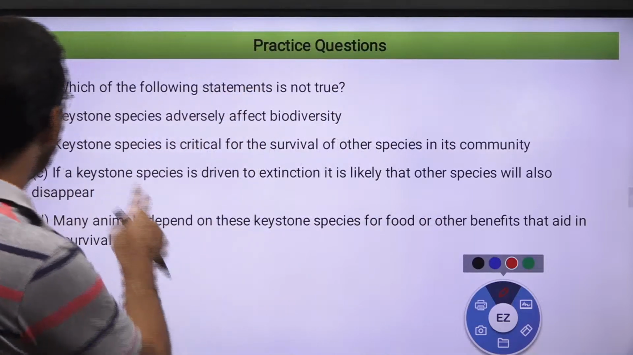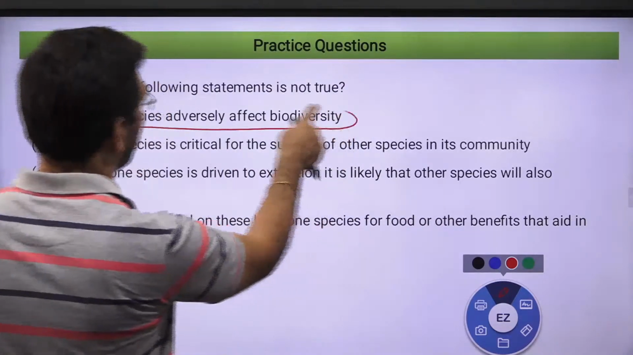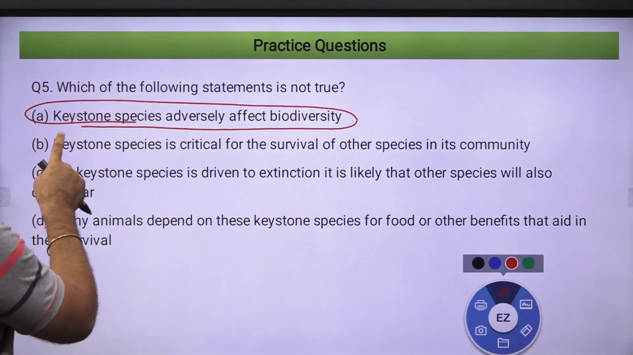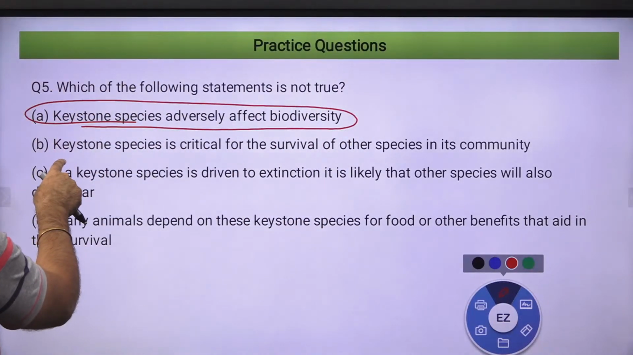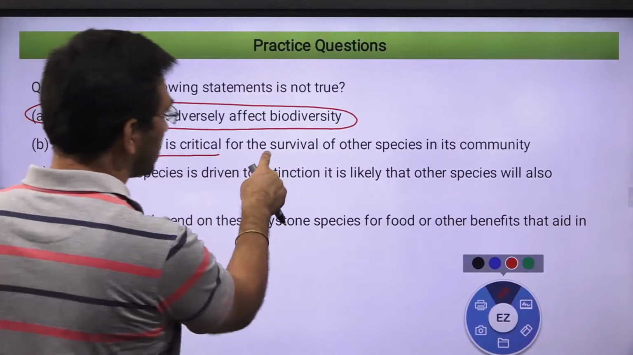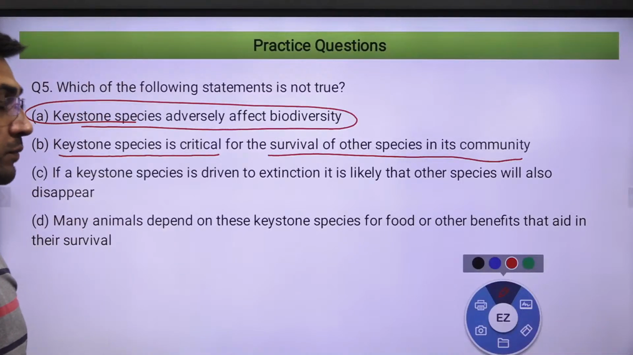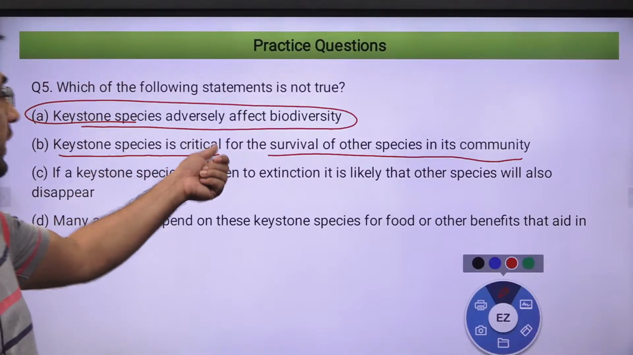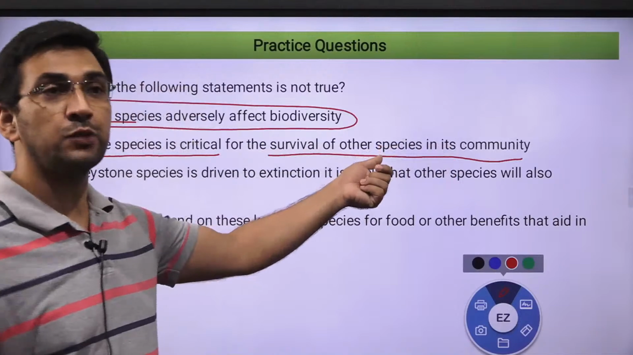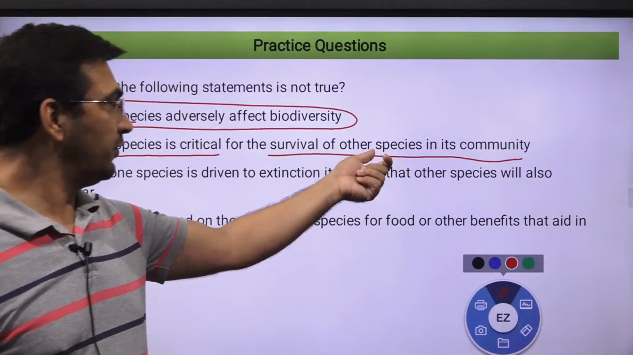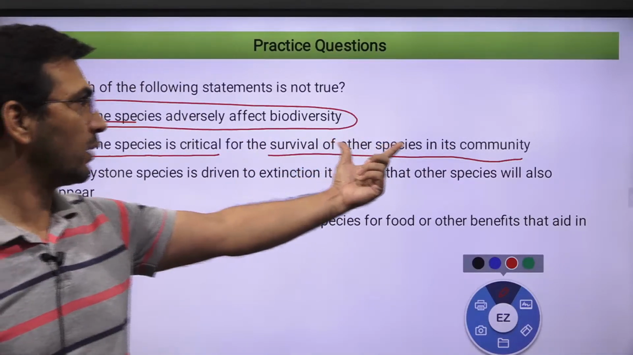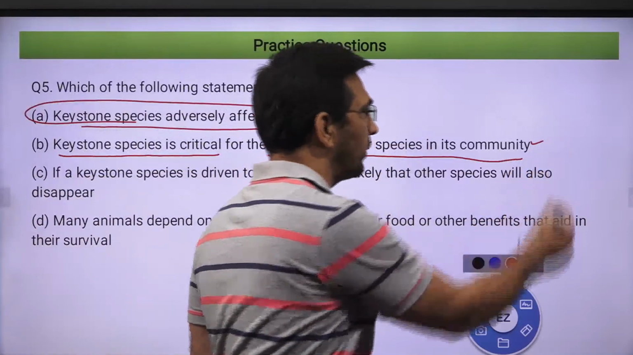Now let's see this: keystone species adversely affect biodiversity. I will come to this statement. Before that, see, keystone species is critical for the survival of the other species in its community. Is it correct or not? Of course, it is correct. It is critical for survival of other species because other species are dependent on it. And if it is removed, then obviously they are going to die. They are not going to survive. So, ये statement तो आपकी correct है.